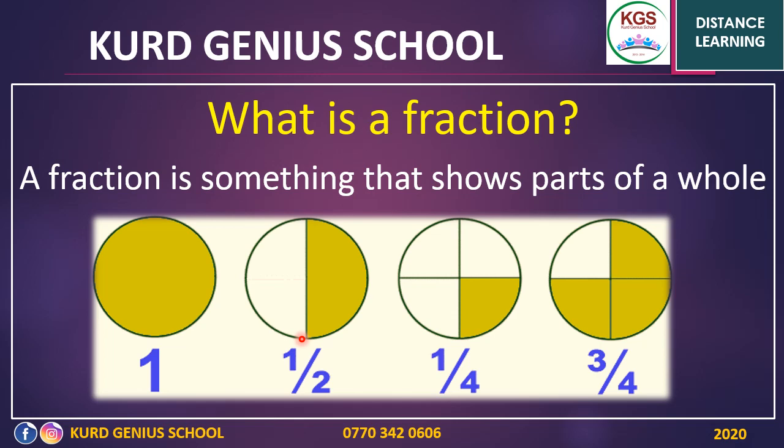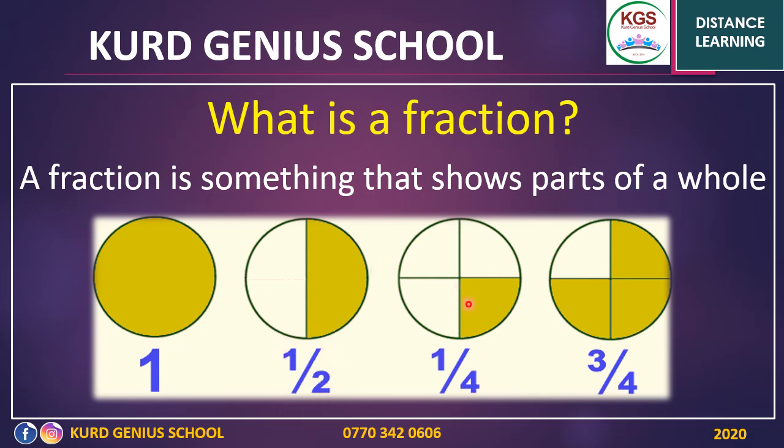The parts should be equal, be careful. If you cut it or divide it into any number of parts, the parts should be equal. Here we have two equal parts. So we are looking at the colored parts. We have one part of two, and we're gonna call it half.